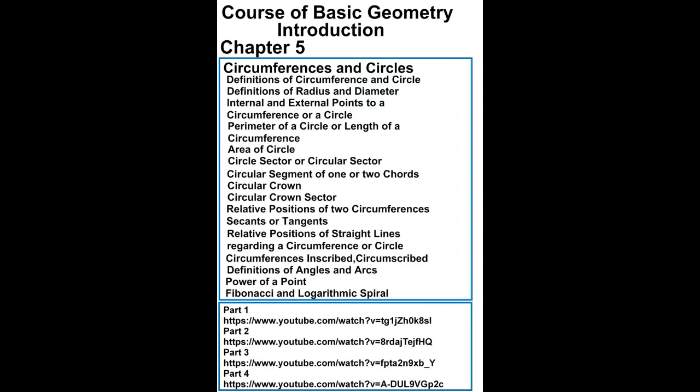This slide shows the contents of Chapter 5 of the Basic Geometry course. This chapter presents the definition, properties, and construction of circumferences, circles, and their elements. Definitions of circumference and circle. Definition of a radius and diameter. Internal and external points to a circumference or a circle. Perimeter of a circle or length of a circumference. Area of circle. Circle sector or circular sector.